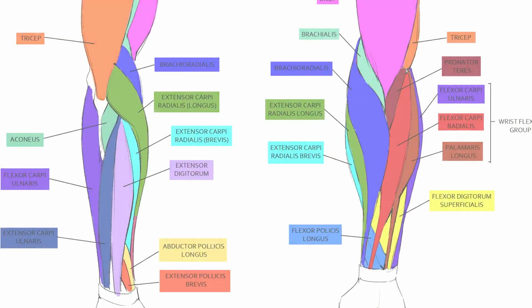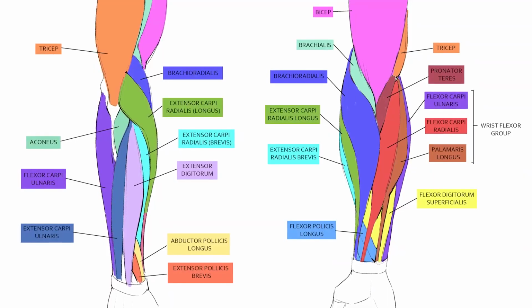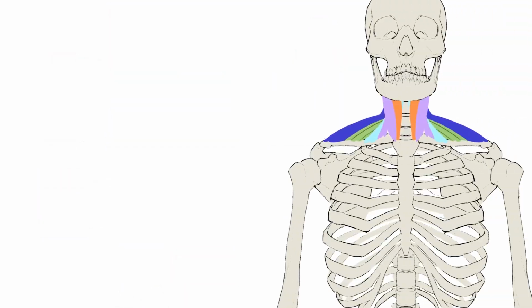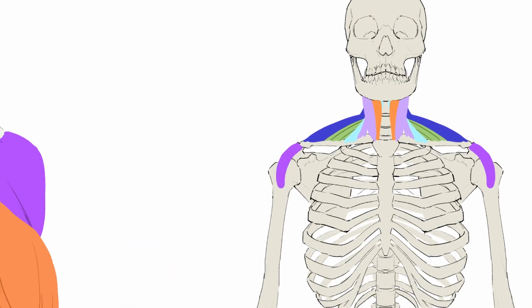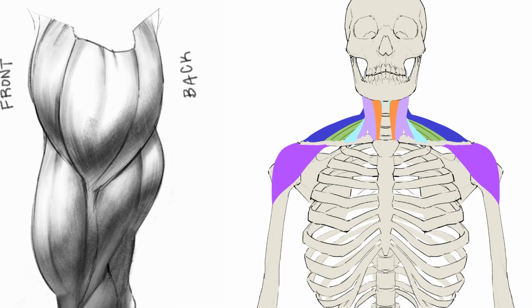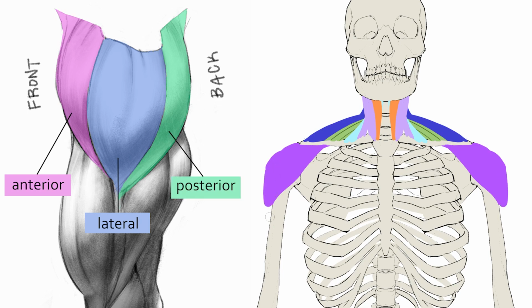Let me preface this by saying that the arms have a lot of muscles in them. Just the lower forearm has over 20, and I'm not going to cover all of them. So let's talk about the most important ones. First up is the deltoid, which makes up the majority of your shoulder. The primary function of the deltoid is to abduct or pull the arm away from the body. The deltoid itself has three separate heads and derives its name from the shape of a delta. Individually, these heads are called the anterior, lateral, and posterior deltoids.